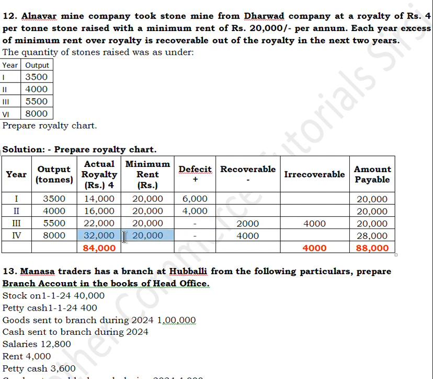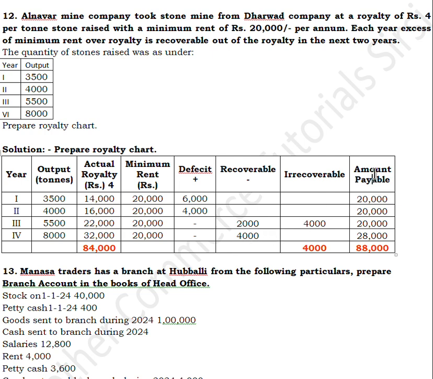Now, what about this fourth year? In the fourth year, there's a profit. See, 32,000 minus 20,000, there's a profit of 12,000. So, out of this 12,000, this 4,000 is paid here, in this year's profit. So, this is partially paid here, and the remaining 4,000 becomes irrecoverable. This 4,000 is easily paid from this year's profit, and it is written here.